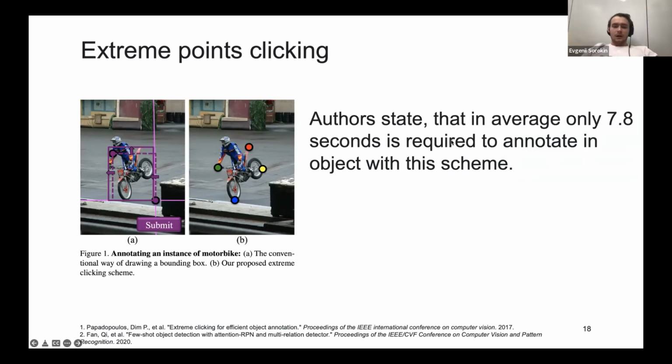Extreme points clicking? One of the articles states that instead of clicking 4 points around the object, like upper left, upper right, bottom left, bottom right corners, we can ask the annotator to click on the bottom, upper, leftmost, rightmost points of an object, and it will automatically create a rectangle the same way. And the authors of this article state that it makes the process much faster.